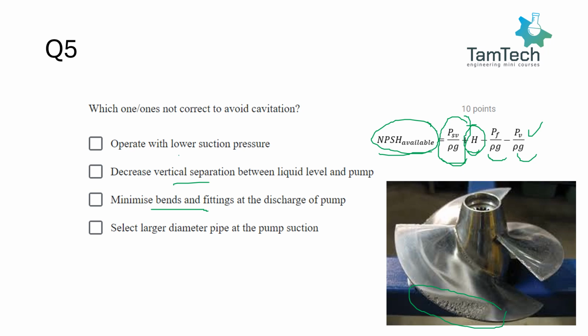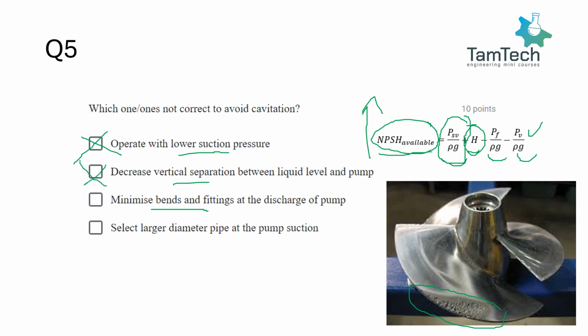So let's see, operate with lower suction pressure. It's not correct, because if we are operating with lower suction pressure, it means that NPSH available will be lower, and therefore we will be closer to a cavitation region. The first one is correct. Next, decrease vertical separation between liquid level and the pump. As we get a higher H, the total suction head, NPSH available will be higher. In our case, the question says vertical separation must be lower, so NPSH available will be lower. So that's not correct to avoid cavitation. That's why we are also taking this.